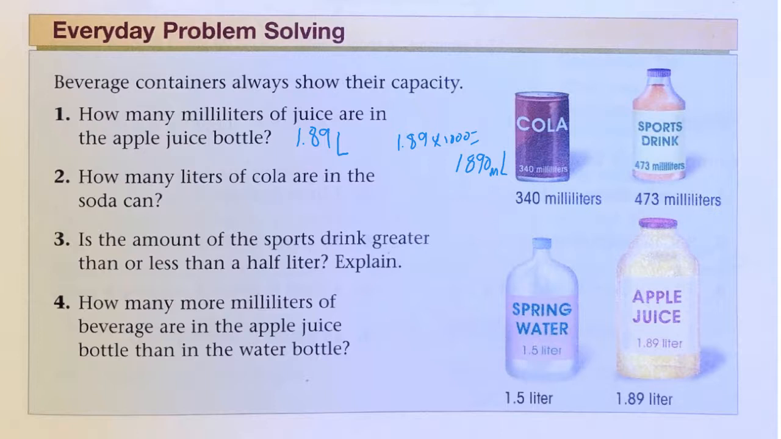Number 2, how many liters of cola are in the soda can? So now we had our 340 milliliters. And we want to change the smaller unit of measurement, milliliters, to the larger unit of measurement, liters. There are 1,000 milliliters in 1 liter. So we're dividing by 1,000, which means really we're moving the decimal point 3 times to the left. And so we're going to have the answer of 0.34 liters for the can of cola.